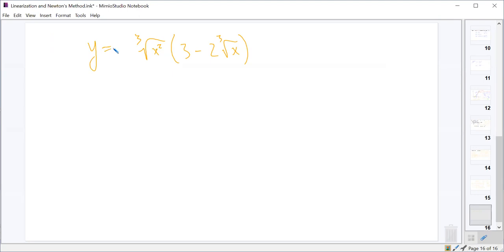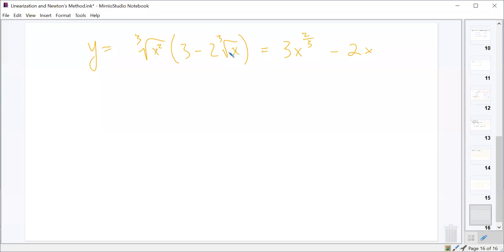Let's first off find the derivative. So to start off with that, easiest way is to probably just distribute the x to the 2/3 to both pieces of this. So this becomes 3x to the 2/3 and then minus 2. And if I do x to the 2/3 times x to the 1/3, I'm sorry, minus 2x, that just becomes 3x to the 2/3 minus 2x. Everybody okay with that? Right?